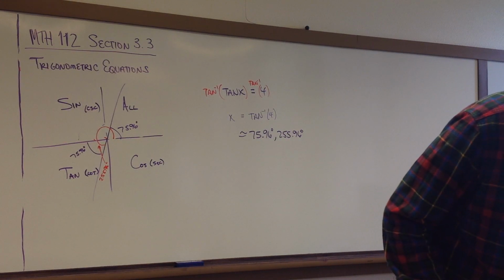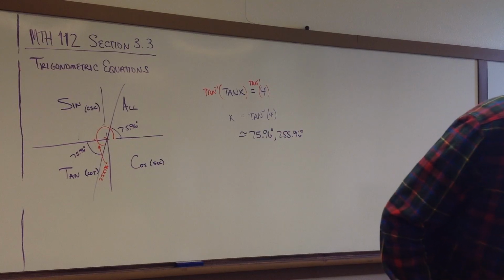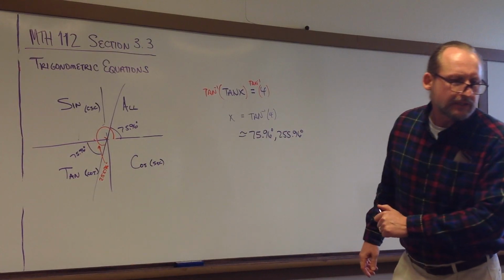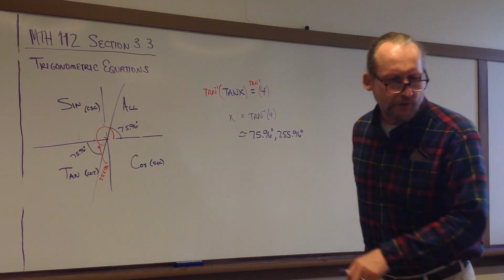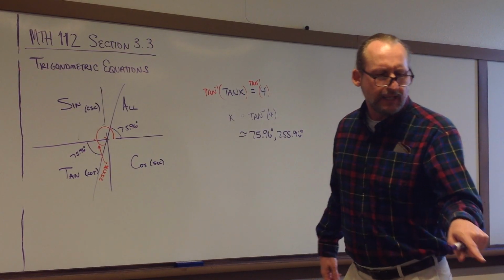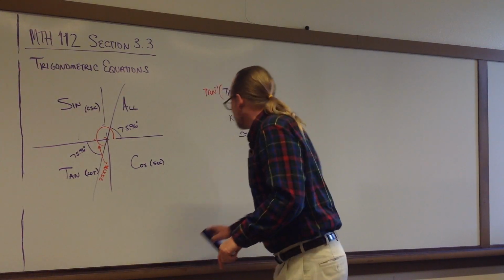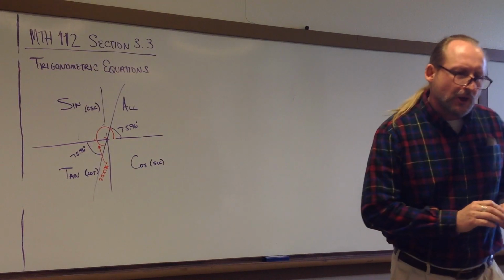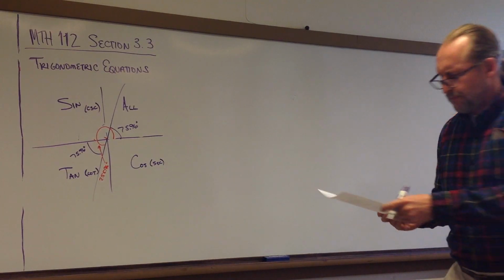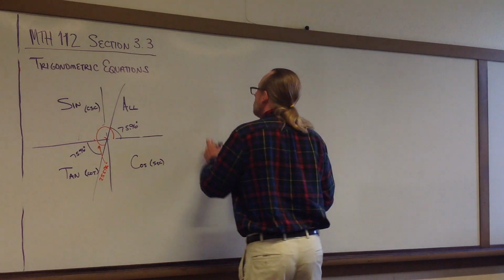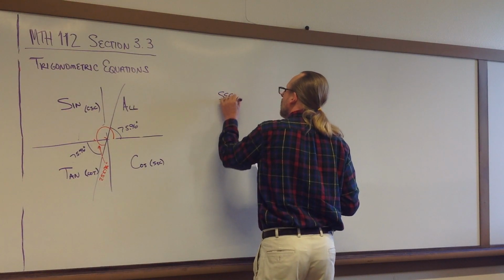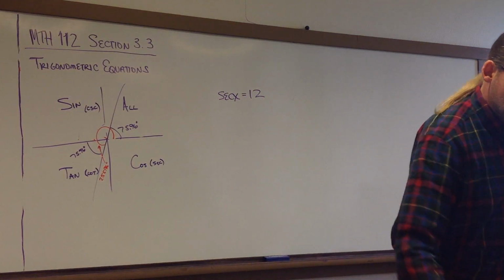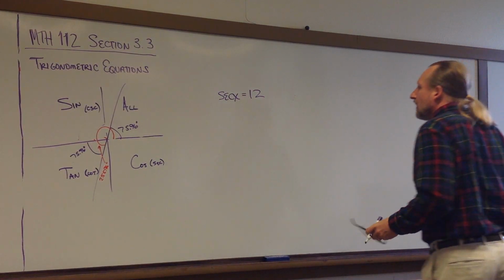Let's take a look at one of the reciprocal functions. This is example number 4 on page 125. Oh, I guess the exercises for this section are on page 127. I said 120 a few minutes ago. So on page 125, we've got example 4 here. Secant x equals 12. Well, our calculator doesn't have an inverse secant function.